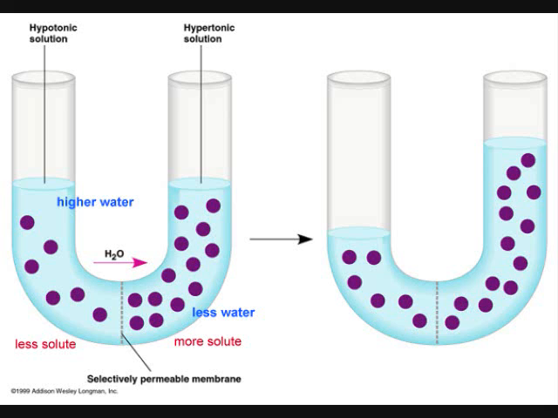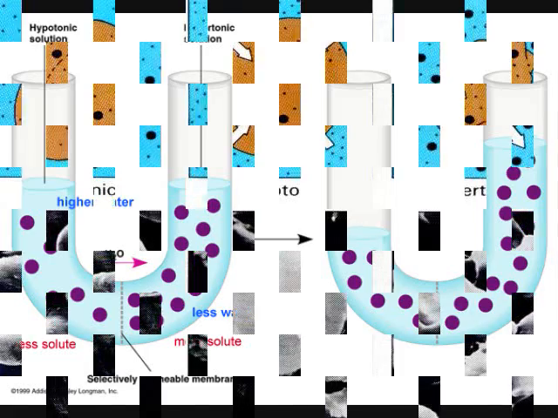Diffusion moves from high to low. The diffusion of water, osmosis, will occur and the water molecules will move from high to low. In this illustration, they will move from left to right until the concentration of water is equal on both sides of the membrane. Equilibrium.